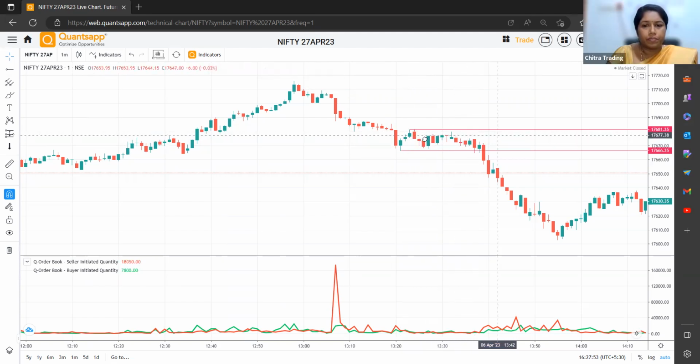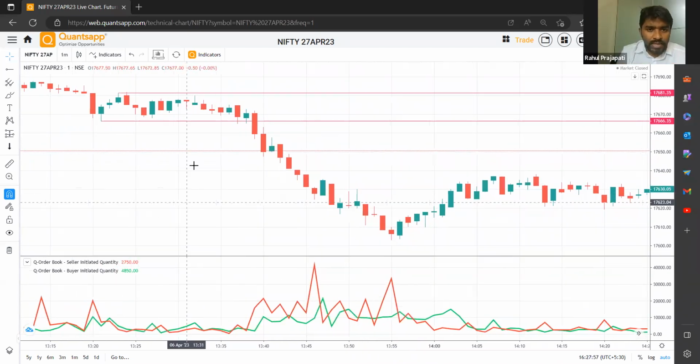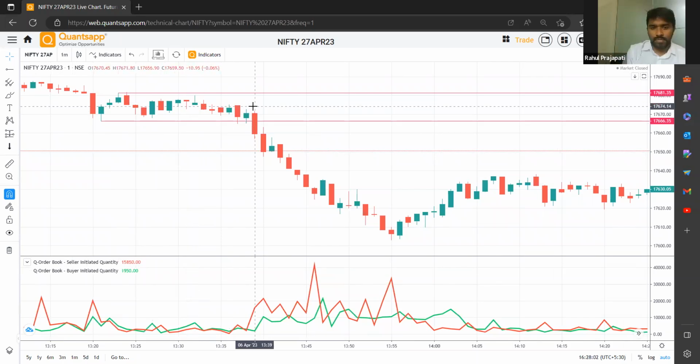Okay. Now what we need to do is, as soon as the market gives the breakout, now see, this was a whole range, right? And on this bar, the market gave me a breakdown. If you compare the quantity, you can see that seller initiated is almost 15,850, and buyers are only approximately 2,000, a bit less than that.